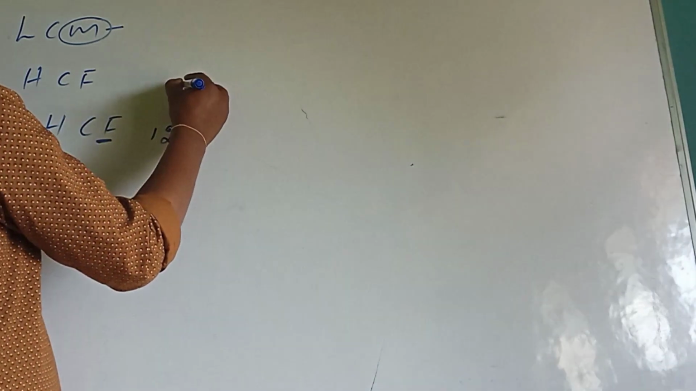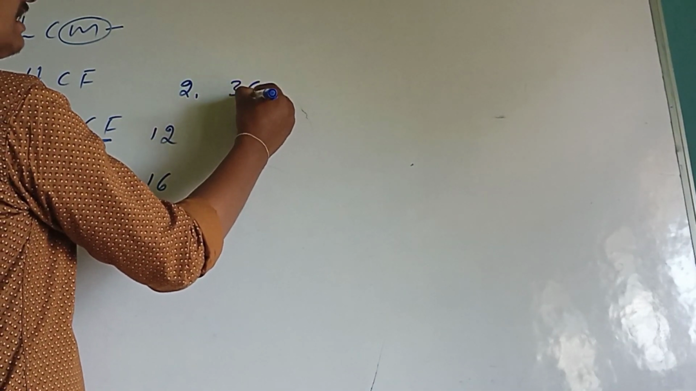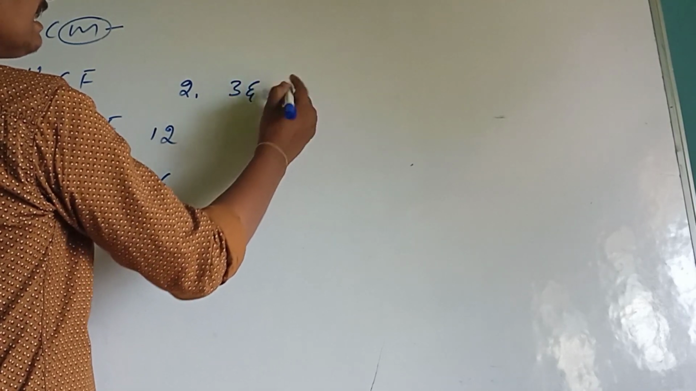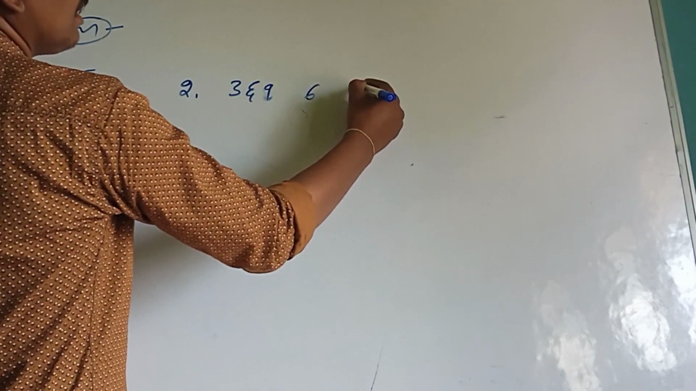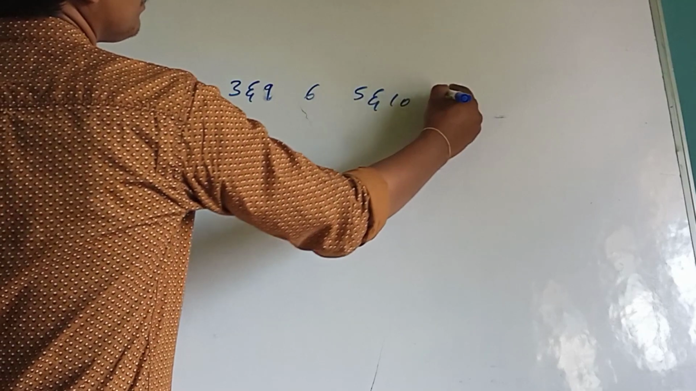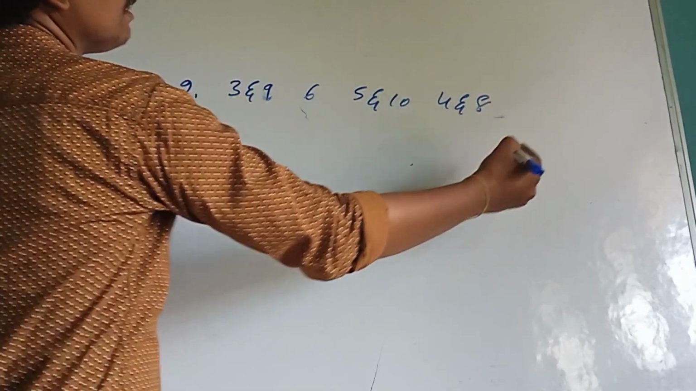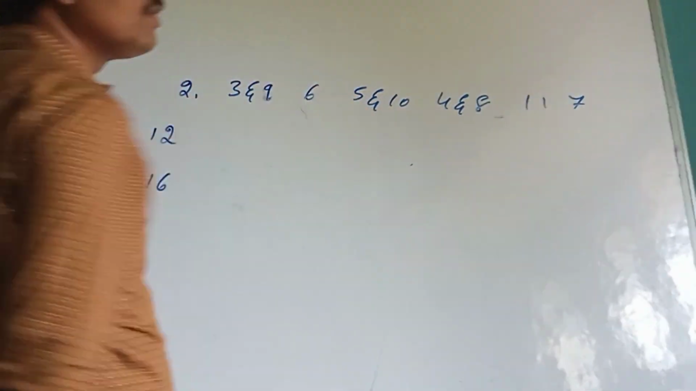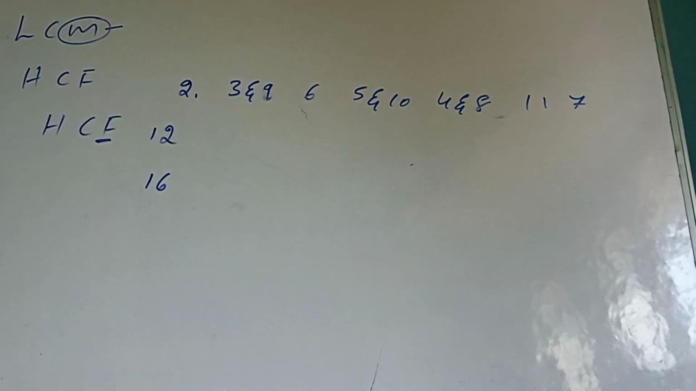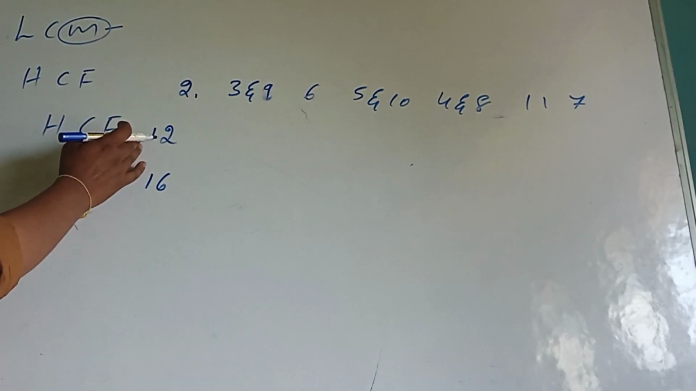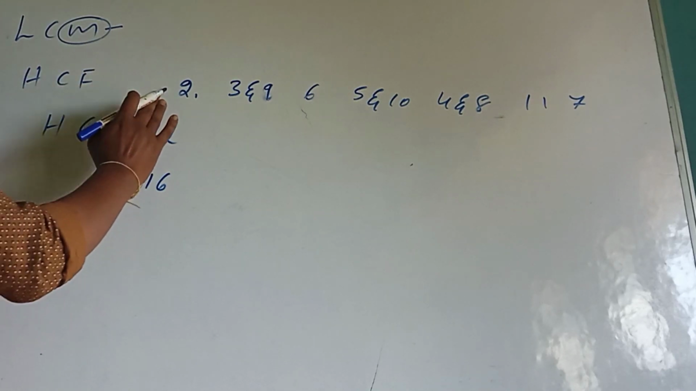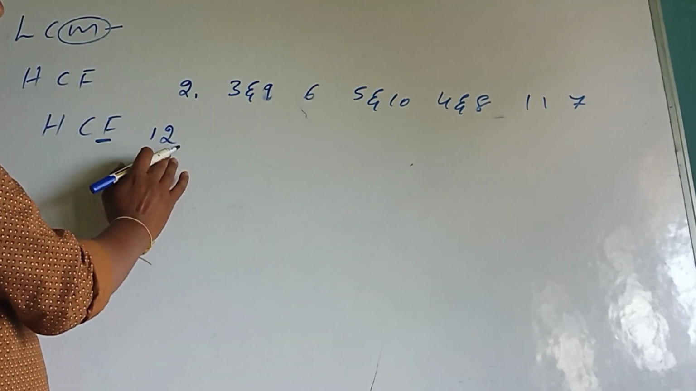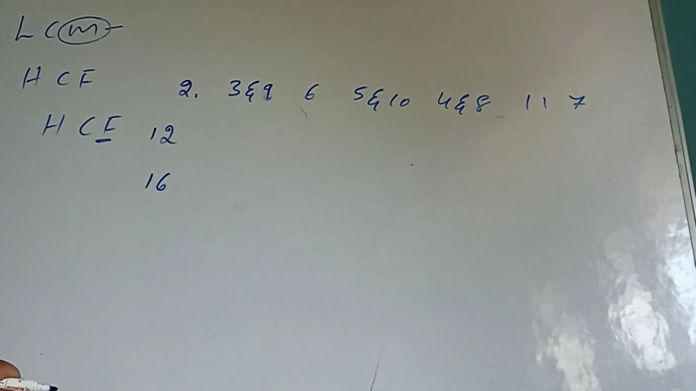So I have written 2, 3 and 6, 3 and 9, 6 and 5 and 10, then 4 and 8, then 11 and 7. If you want to find the highest common factor of 12 and 16, we have to find the factors by using the divisibility rule. Then only can we find the proper answer.